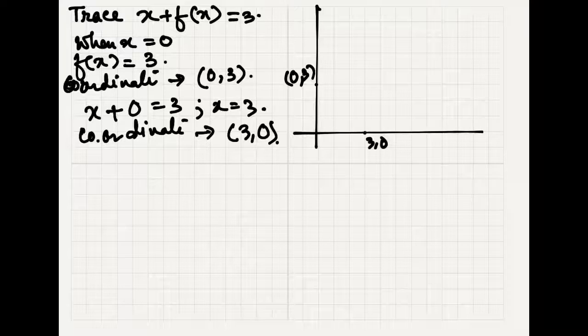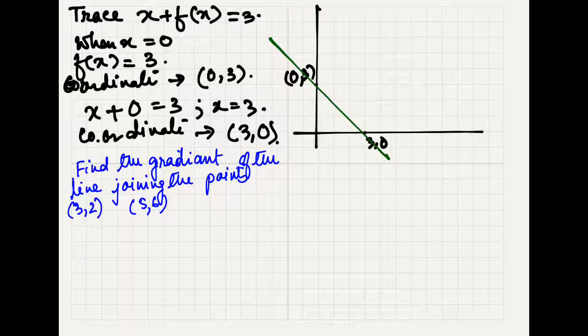So, from these 2 points, I can easily draw the line that I have been asked to draw. Again, sometimes we have to find the gradient of a line. Like this example: find the gradient of the line joining the points (3, 2) and (5, 6). Now, we can see that (5, 6) is my right hand side point and then (3, 2). So, I will consider (5, 6) as my x2, y2, and this is my x1, y1.